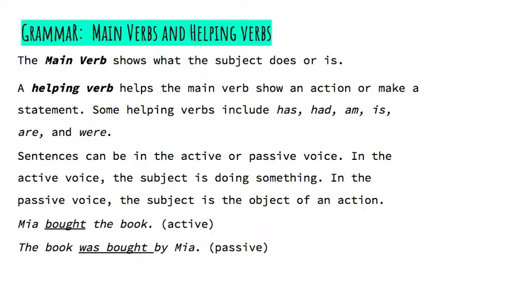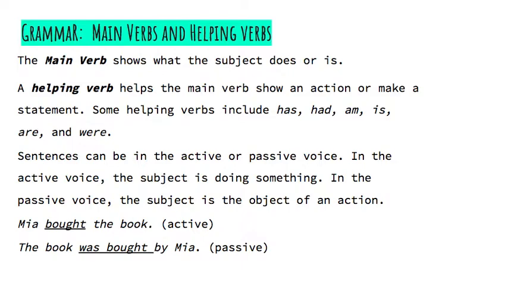Sentences can be in the active or the passive voice. So that just means that in an active voice sentence, the subject is doing something. In the passive voice, it means the subject is the object of an action. So that just means that when you're doing that, the subject has something done to it, okay?